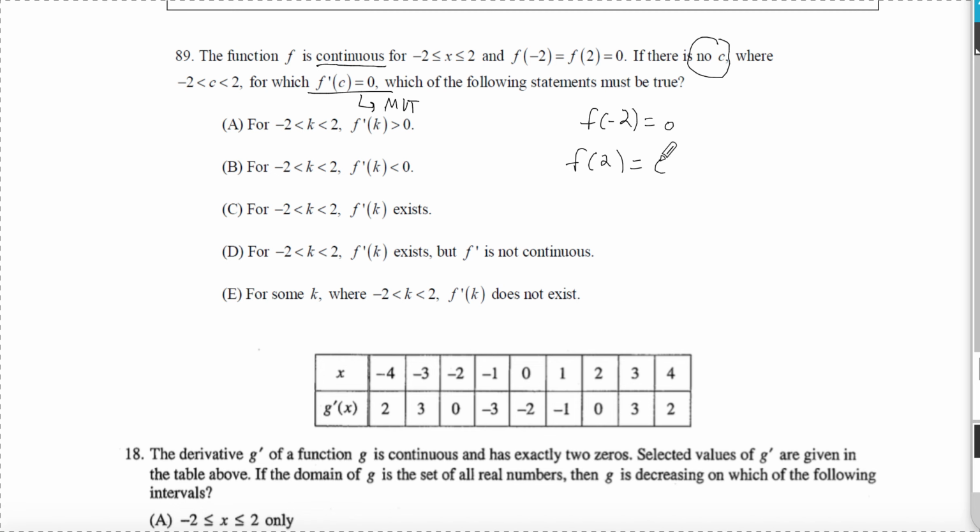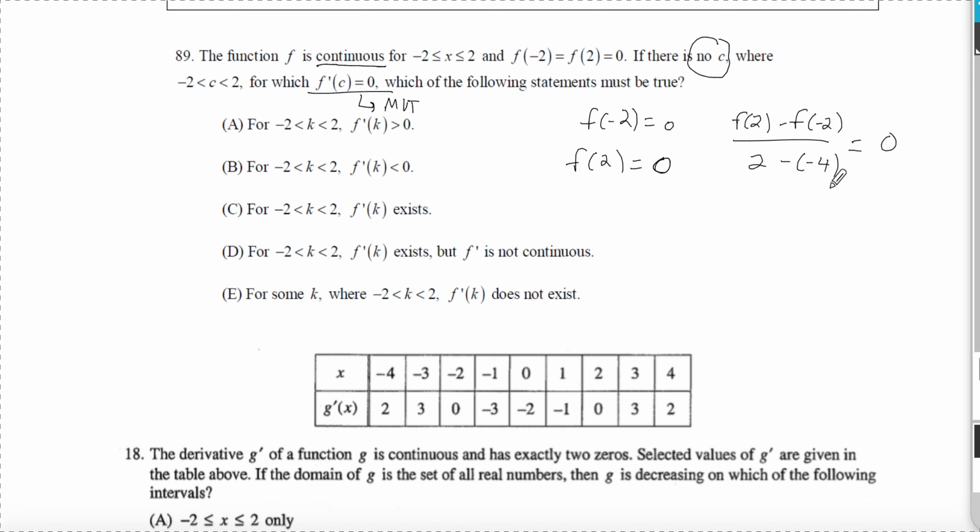Why? Ooh, I didn't finish writing my 0. It should be able to prove that there is a place where the derivative is 0 because, look, on this interval, if we find the slope of the secant line, we would have f of 2 minus f of -2 over 2 minus -2. Well, f of 2 is 0, f of -2 is 0, so this will give us 0. So there should be a place where the derivative is 0, but we're saying there is no c where the derivative is 0, so which must be true?